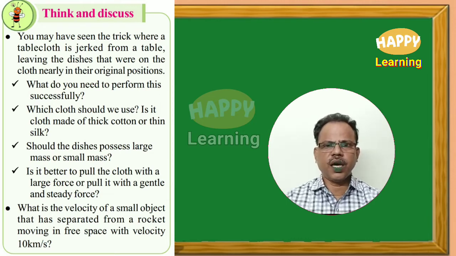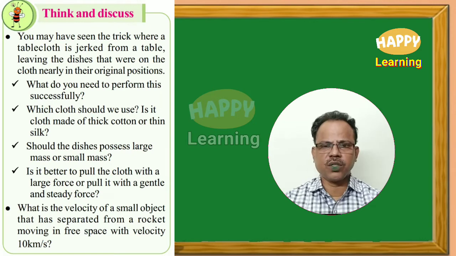So, the object that is separated from the rocket also possesses the same velocity, 10 km per second, with which the rocket was moving. Initially, both were moving, and both individually will have the same velocity after getting separated. Therefore, the answer is: the small object separated from the rocket will also have the same velocity, 10 km per second.